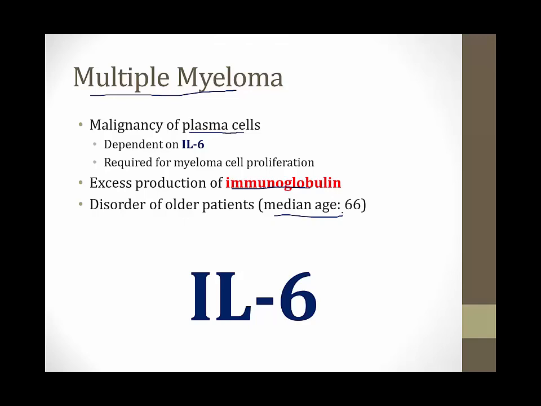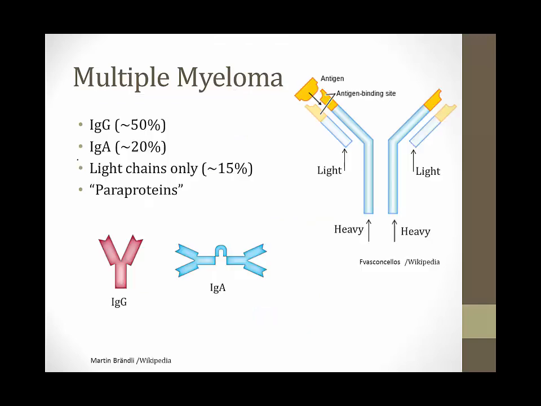And one thing you should know about multiple myeloma, especially for step 1, is that this disease is highly dependent on IL-6. There is lots of basic science literature demonstrating that in absence of IL-6, the myeloma cells do not proliferate, and IL-6 blocking agents are being tried as therapy for this disorder. So make sure you're aware of IL-6, and that's why I've bolded it and put it in big letters here on the screen. As we will see, many of the symptoms of multiple myeloma result from the excess production of immunoglobulins.